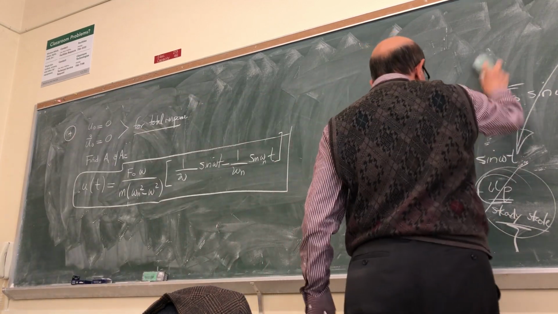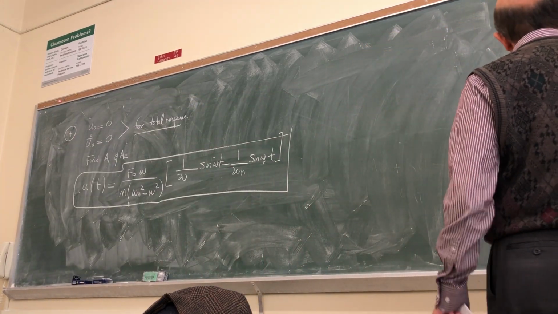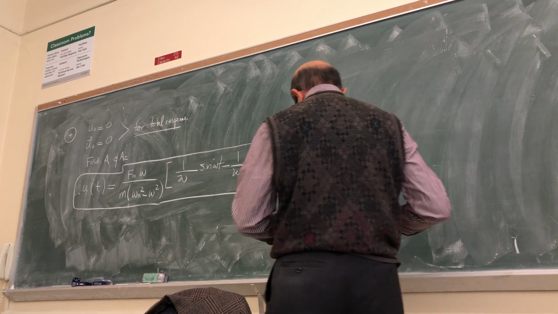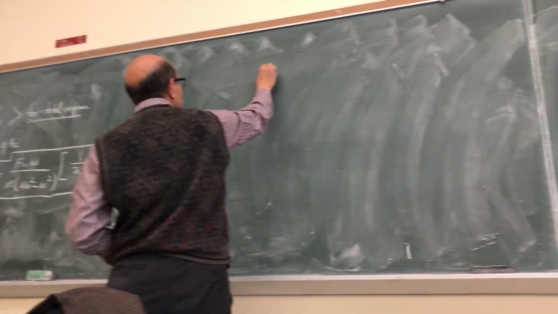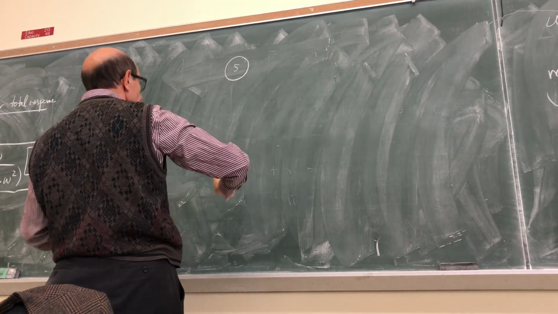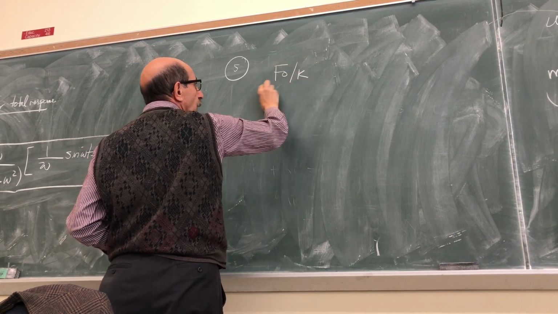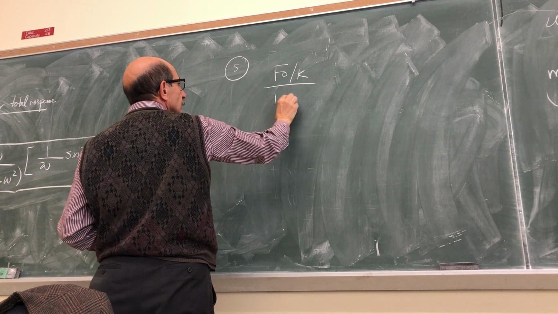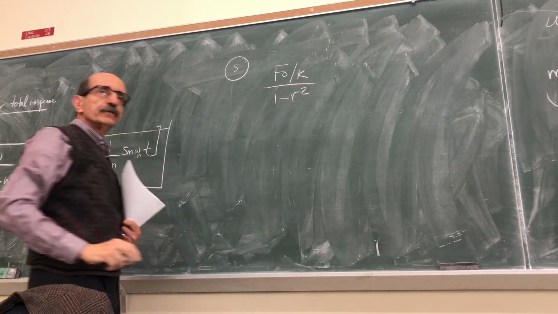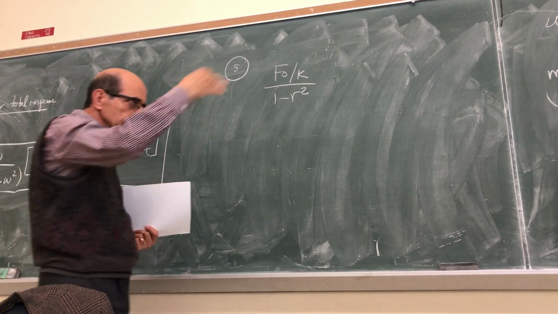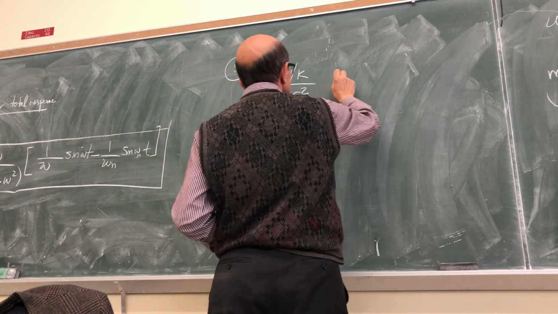Now, let's look at this more closely. I call that observation number 5. The amplitude of the oscillation was this. This is the amplitude of the steady state response.